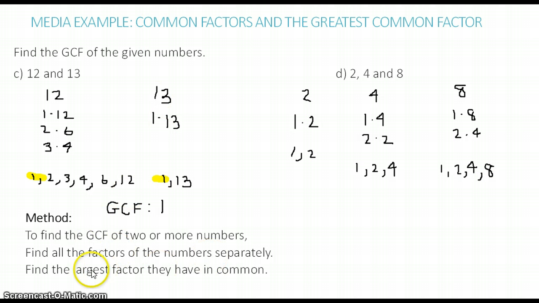So now we have the factors. We need the largest factor they have in common. Well, they each have a 1. And they each have a 2. Now notice both 4 and 8 have the common factor 4, but we want to find the greatest common factor of all 3 numbers. So the only numbers that are in all 3 factor lists are 1 and 2. So the greatest common factor is the larger number of 1 and 2, which is 2.